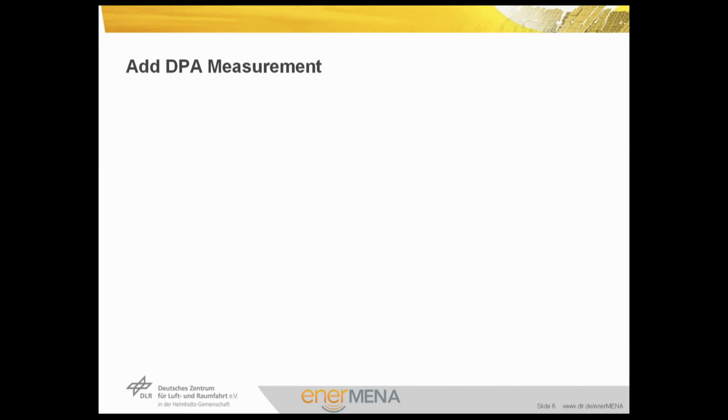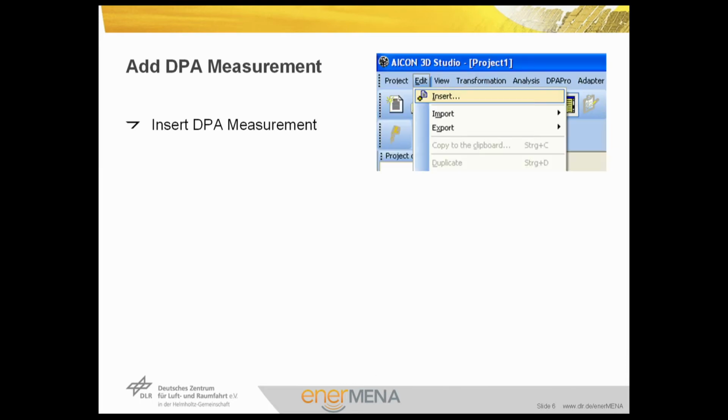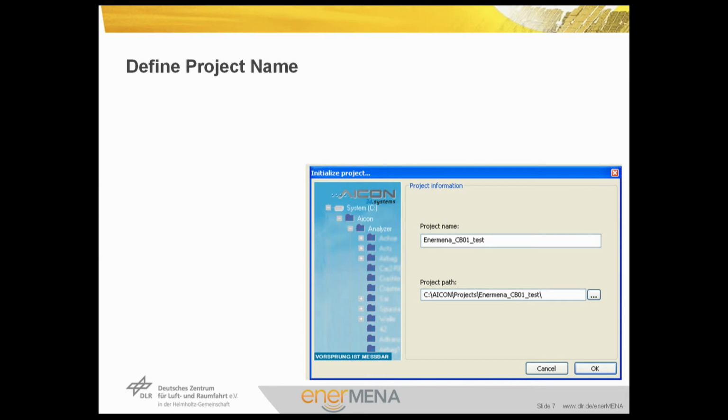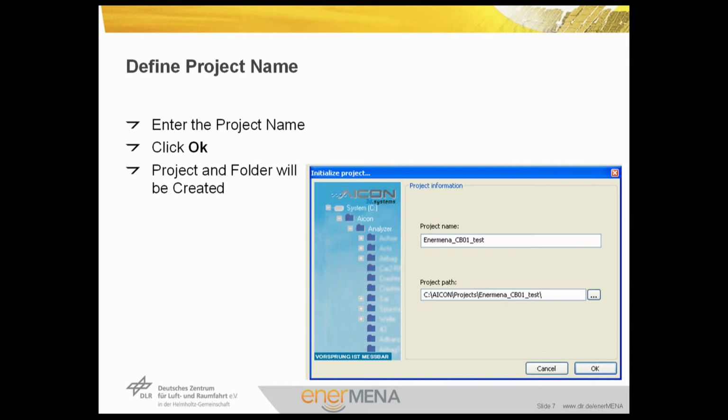If we want to add a DPA measurement, we need to click Edit, Insert and insert a new DPA measurement. There's also the possibility to load object points, to do an online measurement or to load reference data. It is very important to define a proper name for the project. In this particular example, the project is called Anamena Capacity Building Course 1 Test. But if you do a measurement of a CSP collector, it should contain the date and the type of object, for example. Then you click OK, and the project and the folder structure of the project will be automatically created.